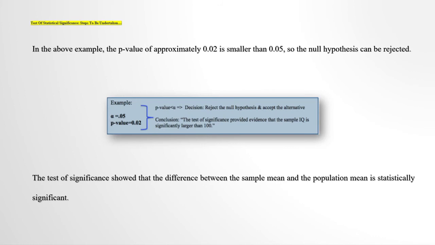In our example, the p-value comes out to be 0.02, which is obviously smaller than 0.05. So in this case we need to reject the null hypothesis. Why? Because the p-value has come out to be less than the value of alpha. That is being shown by the box itself here. The conclusion is that the test of significance provided evidence that the sample IQ is significantly larger than 100, which means that the difference between the sample mean and the population mean is statistically significant.